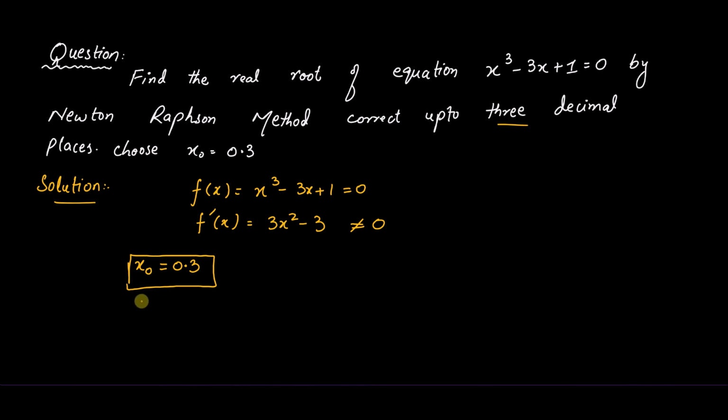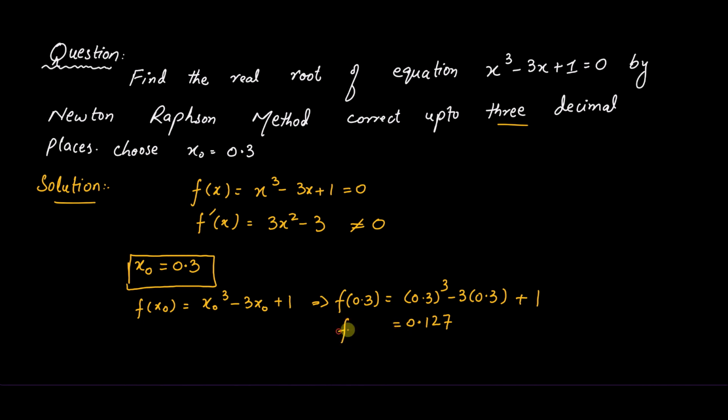First of all, we are going to put this initial guess into our main function, that is x cube minus 3x plus 1. When we substitute the value, we will get 0.3 raised to cube minus 3 times 0.3 plus 1, and after solving we will get 0.127. So that is basically the value of the function at x naught.